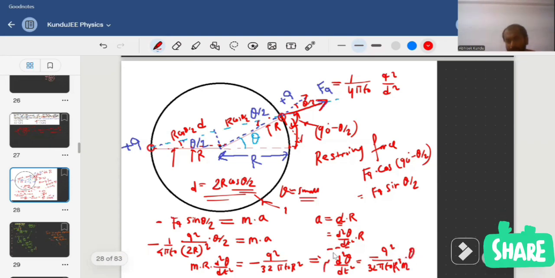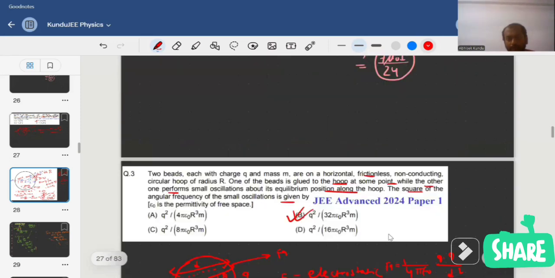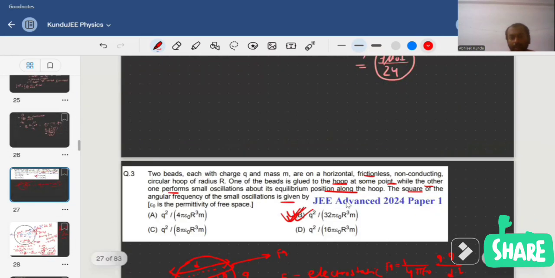This is our standard SHM equation, or oscillation equation. What is the standard equation of SHM? d2 theta by dt2 is equal to minus omega square into theta. Upon comparing these two equations, we get that omega is the angular frequency, so omega square is Q square by 32 pi epsilon naught R cube m. This is our answer, and that is what is asked in the question. The answer is option B. This is our correct answer. I hope you have understood the problem. Thanks for watching.